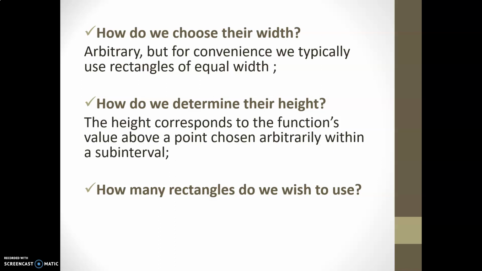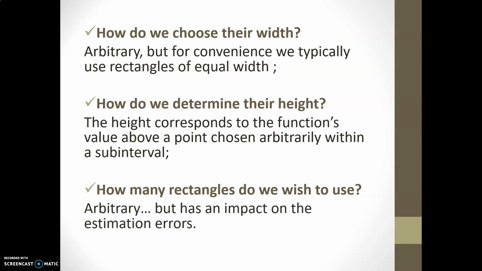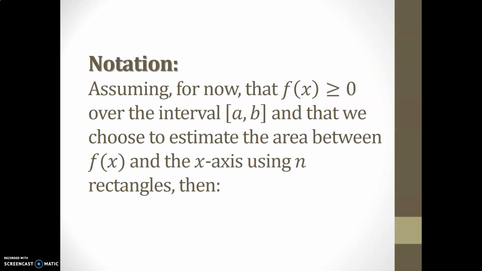How many rectangles do we wish to use? Well, that's also arbitrary, but it will definitely have an impact on your estimation errors. As we've seen, more rectangles typically lead to smaller approximation errors. In terms of notation, let's assume for now that the function f of x is positive, or at least non-negative, over the interval a to b, and that we choose to estimate the area between f of x and the x-axis using n rectangles.